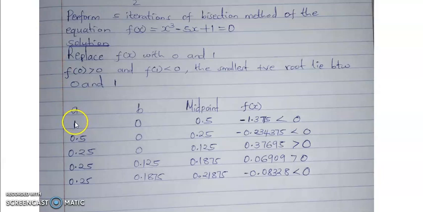Your point A is 1, and as you can see, when you substituted the 1 in this function, you got that it is less than 0, and B is greater than 0. Now, you find the midpoint of these two points by adding 1 plus 0 divided by 2. You get that your answer is 0.5.